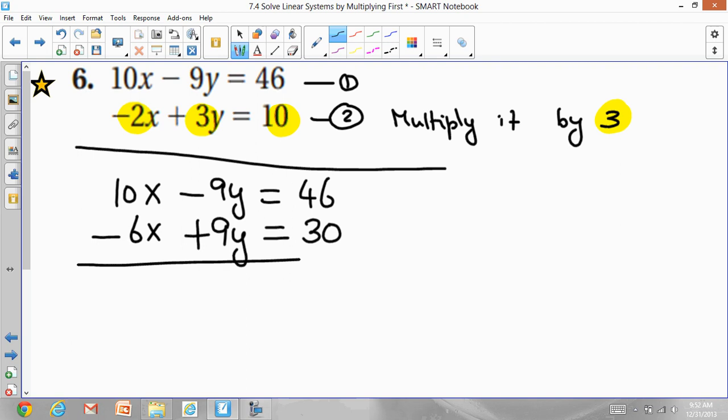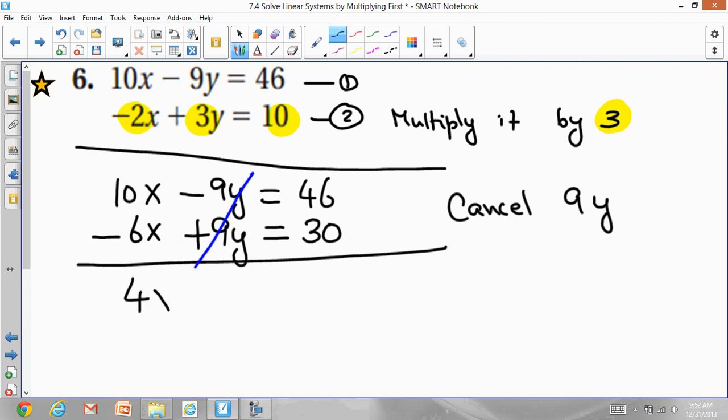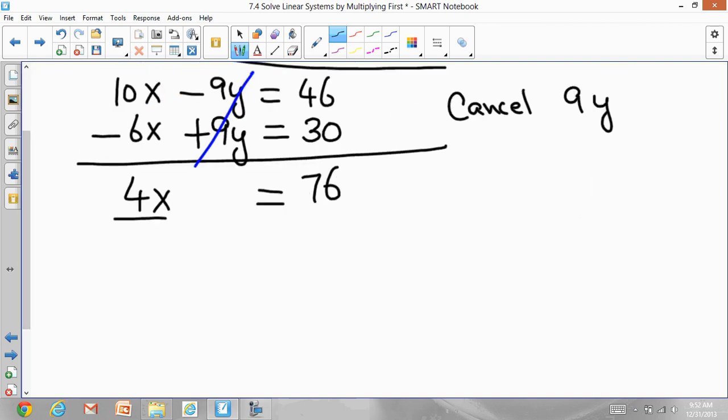So now I'm going to put a line and see if there are any terms that I can cancel. So negative 9, positive 9. In this case, I'm going to cancel the 9y's. So negative 9y, positive 9y, cancel. And I'm going to combine 10x and negative 6x to give me 4x, equal sign. 46 and 30 combine to give me 76. This is your one-step equation. Divide by 4 on both sides. Cancel. You got x equals 19.